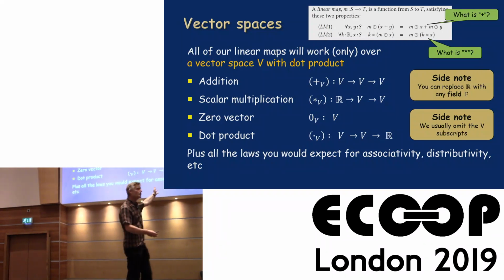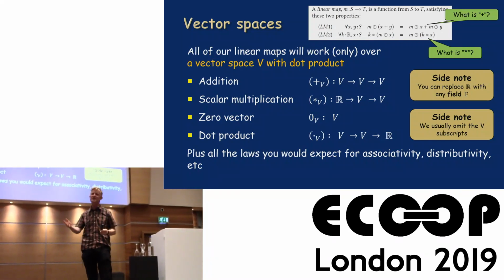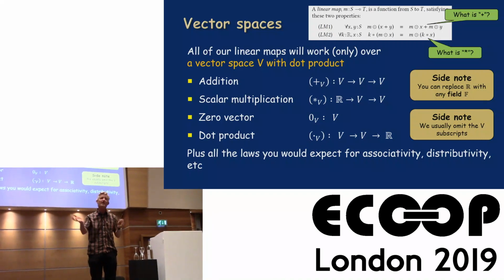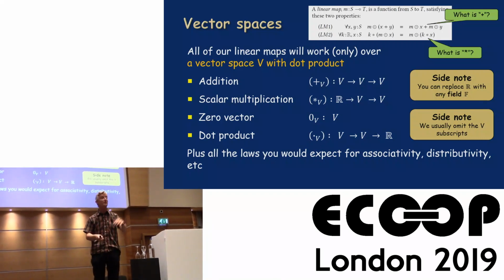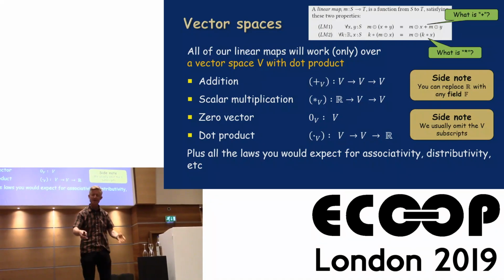And then, of course, these operations need to obey the usual laws of associativity and distributivity, and 0 cancels everything. You can imagine all the usual laws. I'm not going to write them down. Many of them were in the talk earlier today about semi-rings.